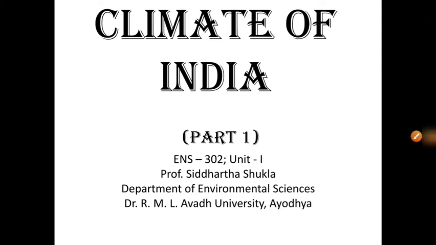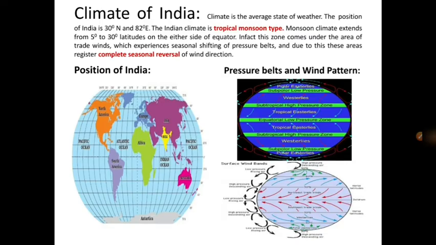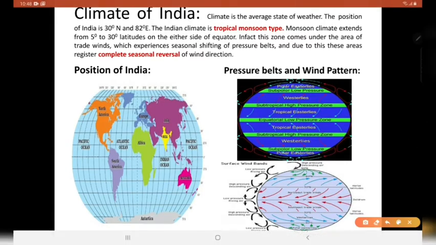I shall discuss the climate of India. This topic, climate of India, is a broad topic. So for the sake of study, we can divide the whole topic into two parts. The first part, which I am going to discuss today, will cover the characteristics of the Indian climate, which is of tropical monsoon type. What is climate? Climate is the average state of weather.